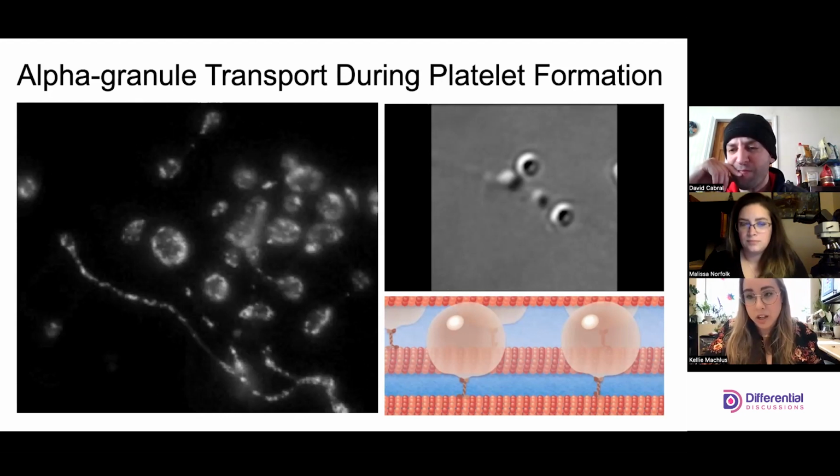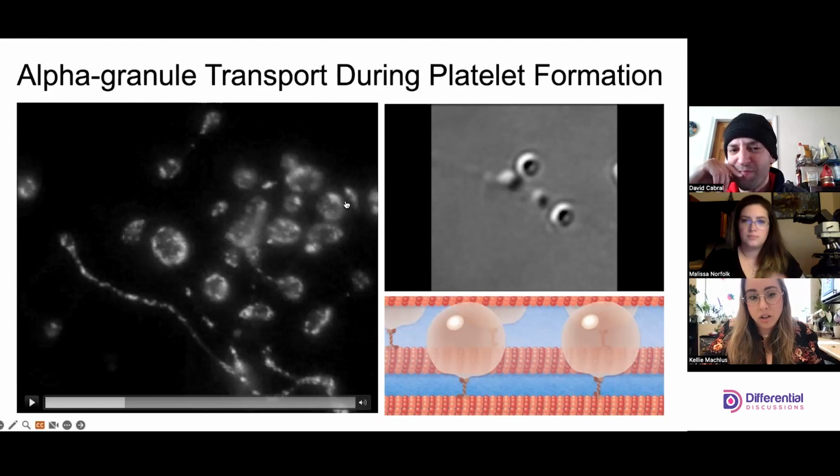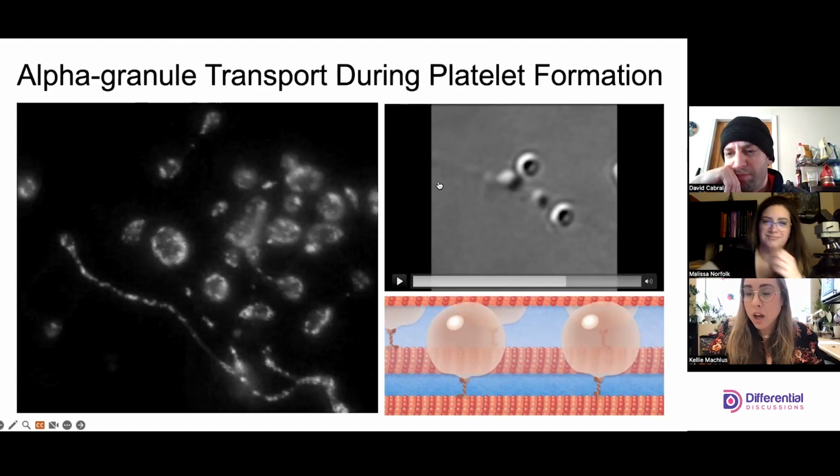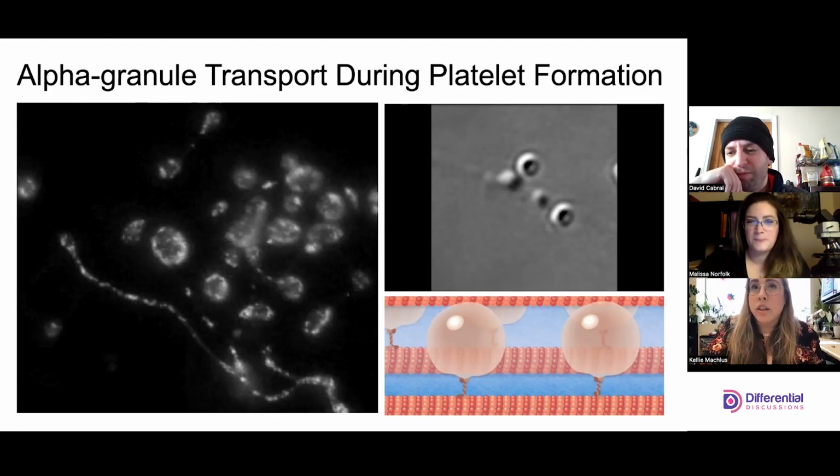But we don't know very much about them because they're very hard to label. There have been bad antibodies for serotonin, and you can't really label ADP either, so we just forget about them a lot. But when they're released, they propagate the platelets' own activation, so it's interesting.